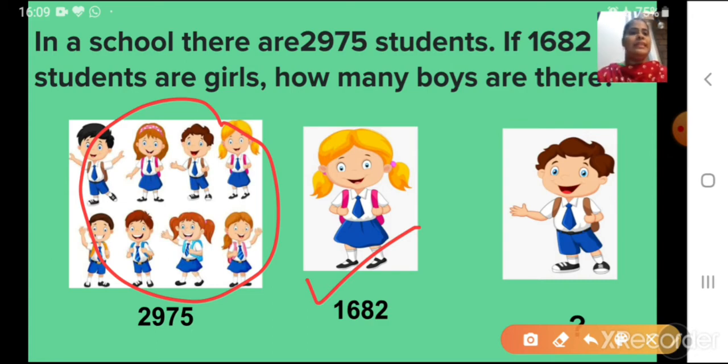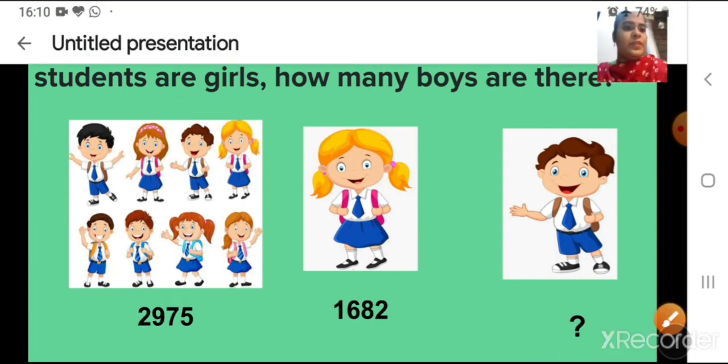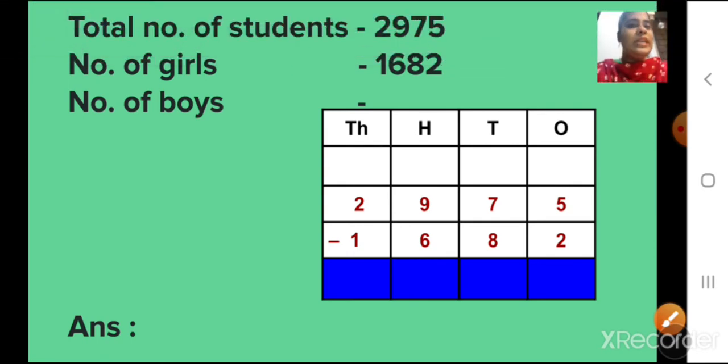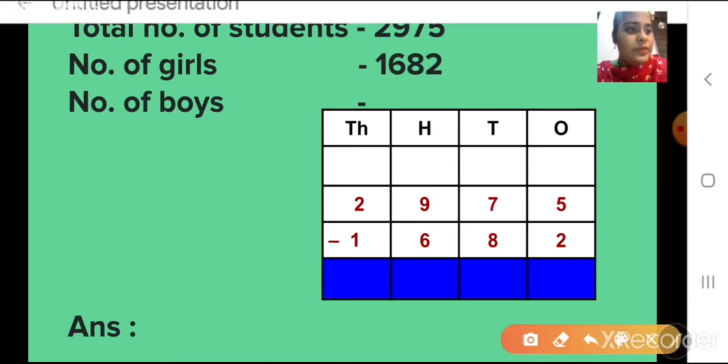So now we have to write the statements. See children, statements we can write like this. What is given first? Total number of students, 2,975. Then what is given? Number of girls, 1,682. What we have to find out is the third one, number of boys. How to find the number of boys? By subtracting: 2,975 minus 1,682. Let us subtract, children.